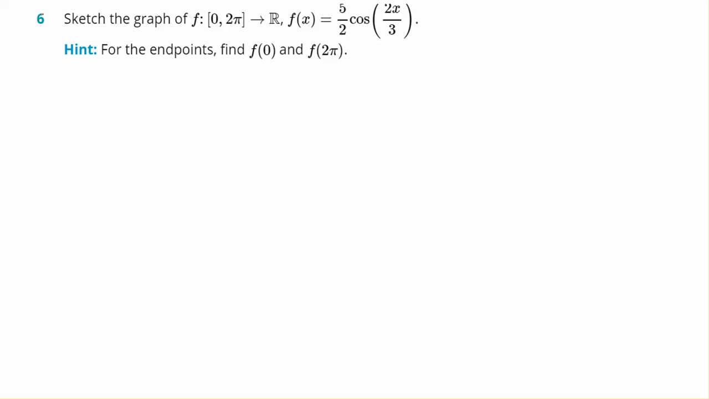Exercise 6, 14G, question 6. So it's a graph sketching question. It's a good one because we've got a cos graph and we know the amplitude of this graph is 5 over 2. It's just the number in front of the cos.